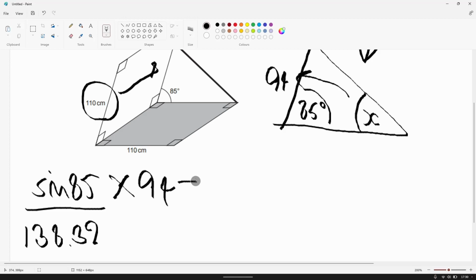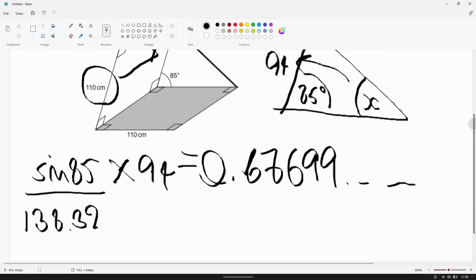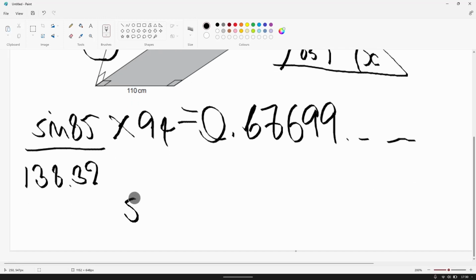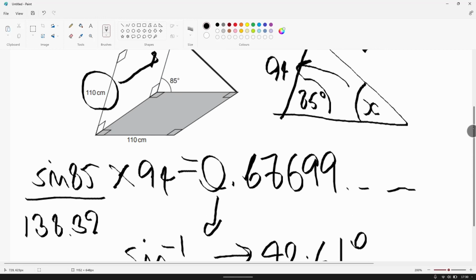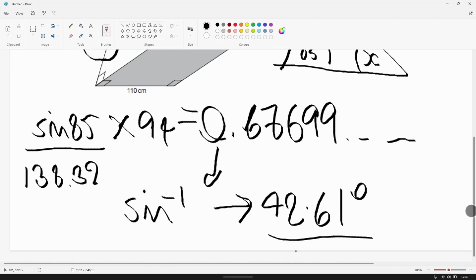And then we'll get a really small number. So we just need to shift sine minus 1 of the answer. That gives us 0.6769, and so on. And then all I do is shift sine, sine minus 1 of that, equals 42.61 degrees. There you go, that's the angle. So we've got the length and we've got the angle, just like that.